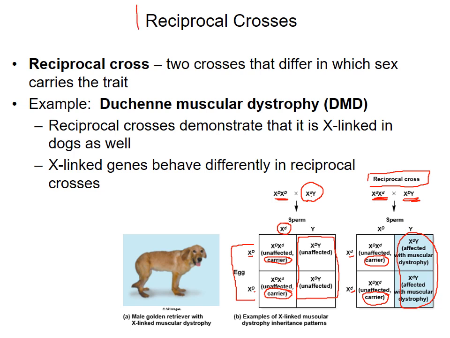So in a reciprocal cross, we tend to study X-linked diseases, and basically what we're doing is setting up two scenarios that differ in which sex carries the trait. So it allows you to show how the gene will behave differently, and it will allow you to trace the carriers as well as the individuals that are affected with the disease.